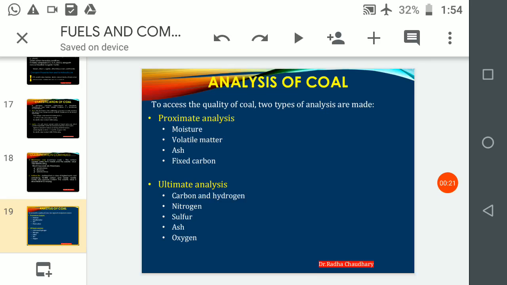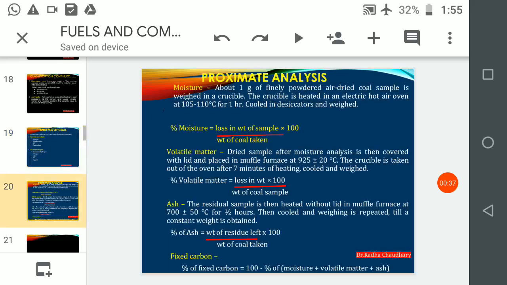In proximate analysis, we analyze moisture content, volatile matter, ash content, and the fixed carbon. In ultimate analysis, we analyze the percentage of carbon, hydrogen, nitrogen, sulfur, ash content, and oxygen. Now, the details of proximate analysis.